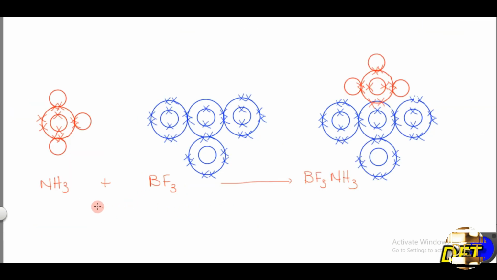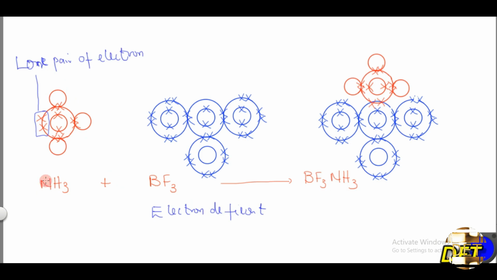Let's still look at it here again. This is ammonia. It is electron sufficient and it has a lone pair of electrons. This is the lone pair of electrons, right? It is alone. And this is boron trifluoride. You can see that this part here does not contain electrons. So this compound is electron deficient, right?